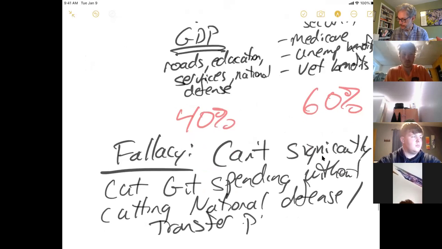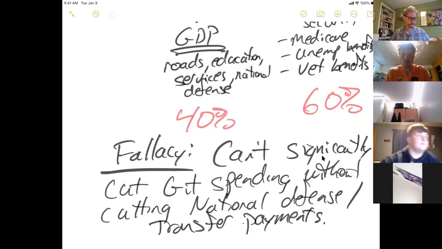without cutting national defense and transfer payment programs. You just can't. And so, right, I hear this all the time. Politicians will say, well, we can balance our budget. All we need to do is we just need to trim up the waste. We have too much waste in government. No, you don't have that much waste, right? You don't have that much waste.